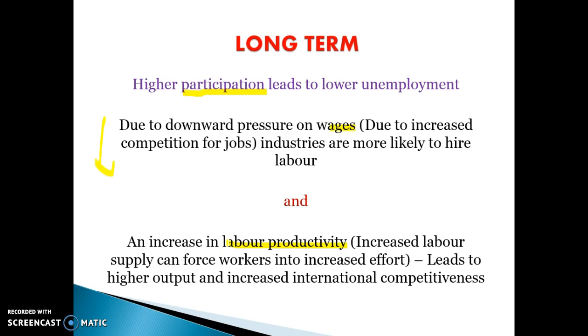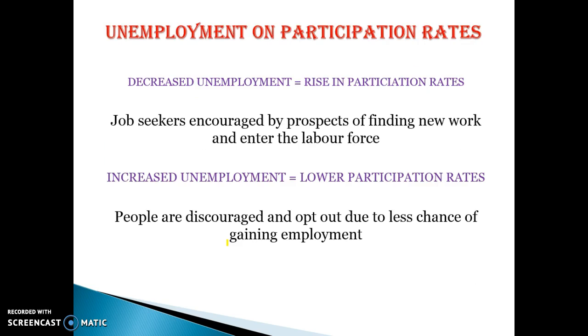So summing up, higher participation rates, short term, more unemployment, more people looking for work, more competition. Long term, it can lead to less unemployment because it puts downward pressure on wages, there's more productivity for workers, and that helps to keep our costs down and keeps jobs in Australia. So hopefully, by keeping participation rates higher, we're able to keep jobs in Australia by reducing production costs. The impact of unemployment on participation rates.